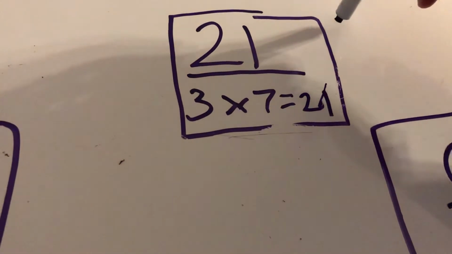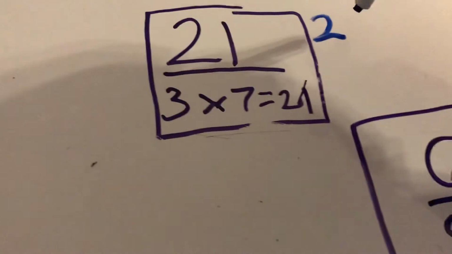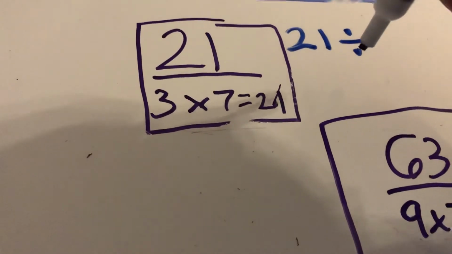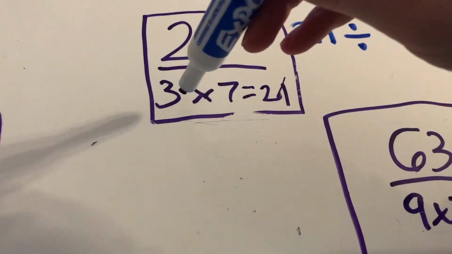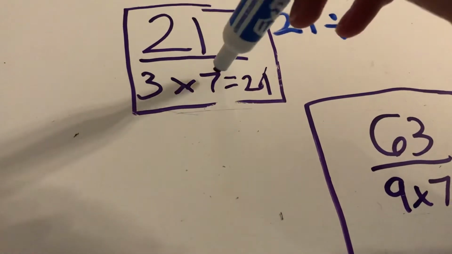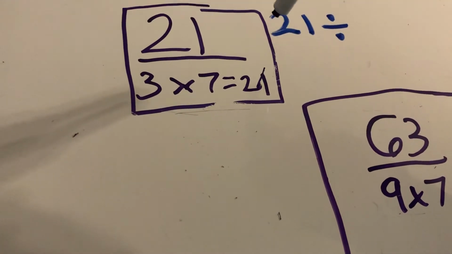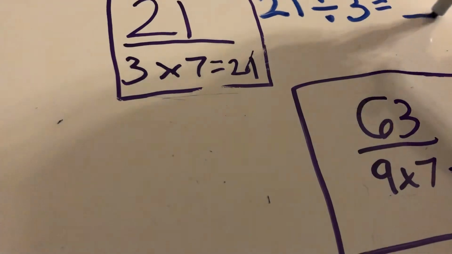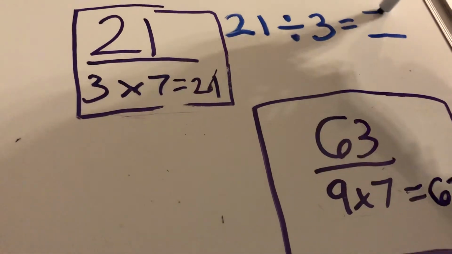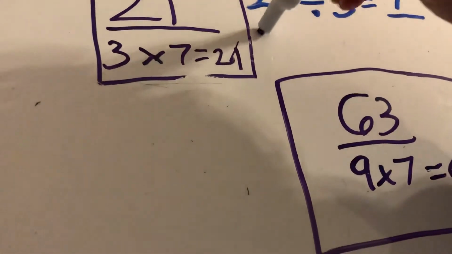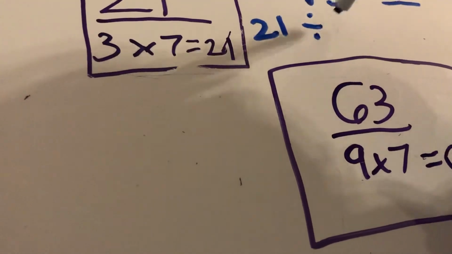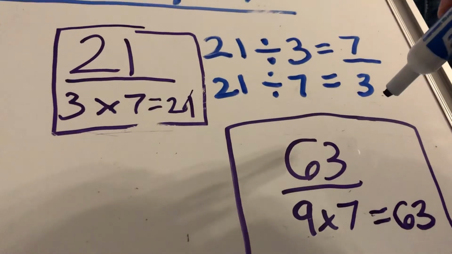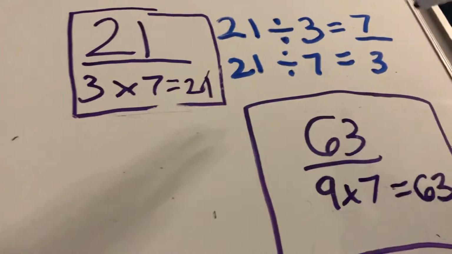So I can do 21 split into, how many groups of 3? Sorry, how many groups of 7 give us 21? 3. 21 split into 3 gives us 7. I also could have done 21 split into 7 equals 3, right? Because of that commutative property.